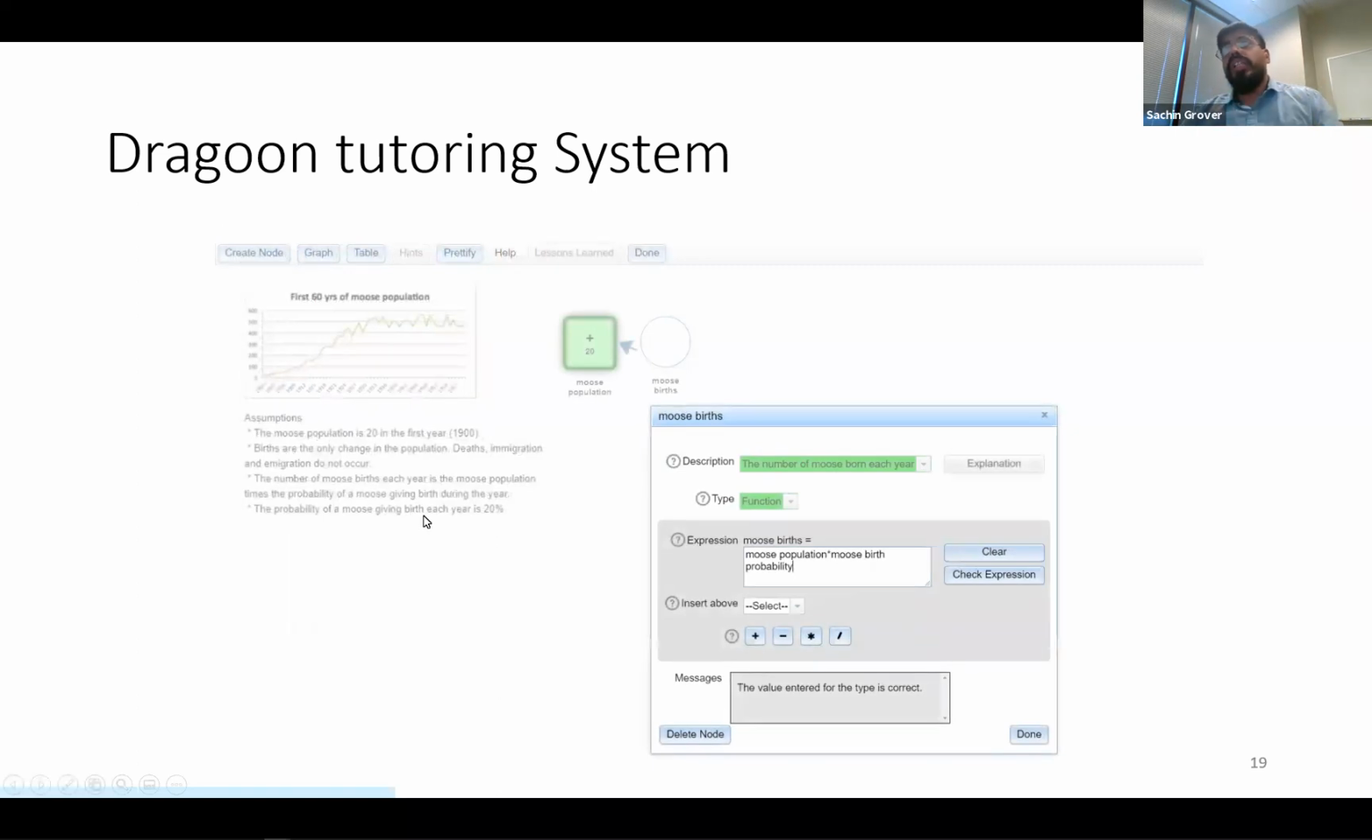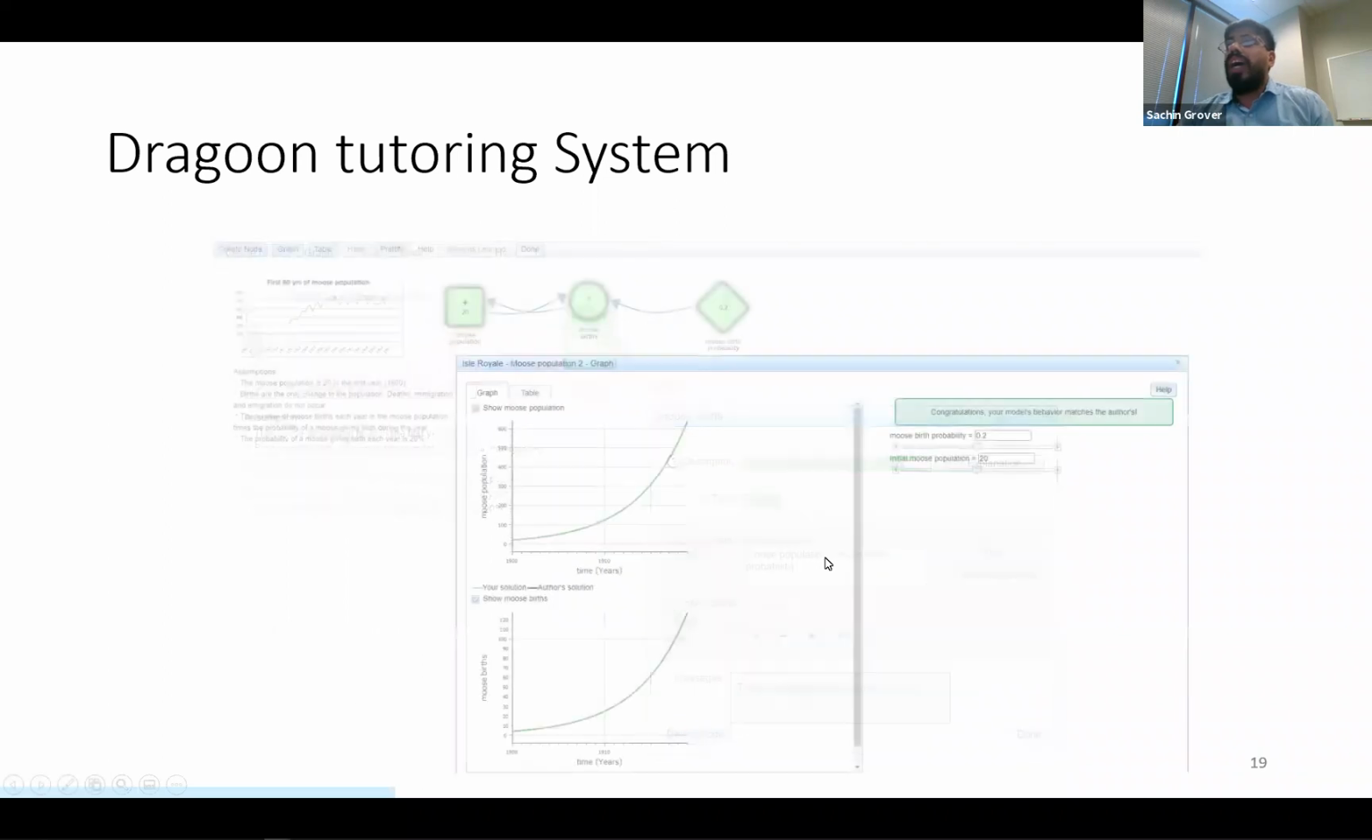So a student starts defining all the quantities, these variables like moose population and moose births. Moose births is nothing but population multiplied by the chance of a moose giving birth. Finally, once all these quantities are completed, the student can look at the graph of how it changes over time. Here, it is modeled for 20 years, starting from 20 and going up to over 600 in the next 20 years. Similarly, other changing quantities are also shown in the graph.